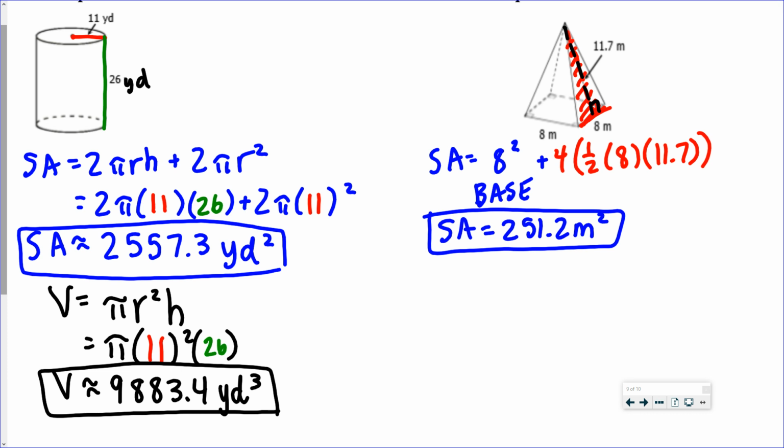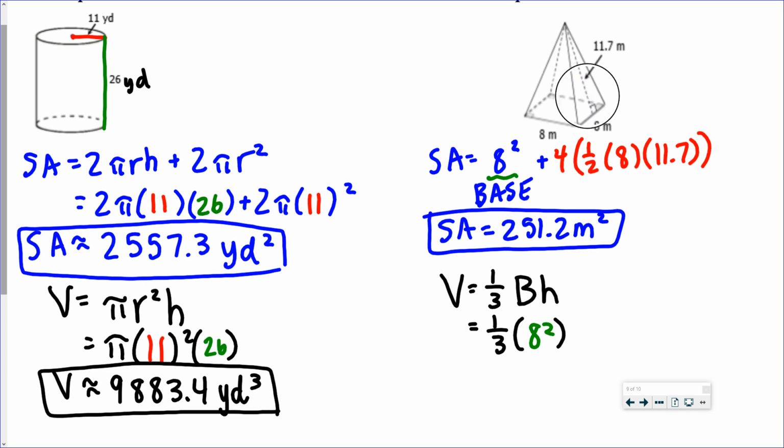Now the volume for pyramids, we're still going to do the area of our base times the height, but we're only going to take 1/3 of this because it comes up to a point at a vertex here. All right, this is kind of our formula for volume of pyramids. 1/3. Okay, my area of the base, we found that right here. 8 squared times the height of my pyramid. Now, this is a common mistake. The height of that pyramid is not 11.7.